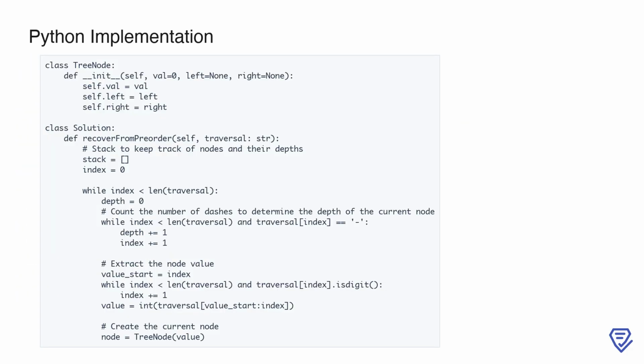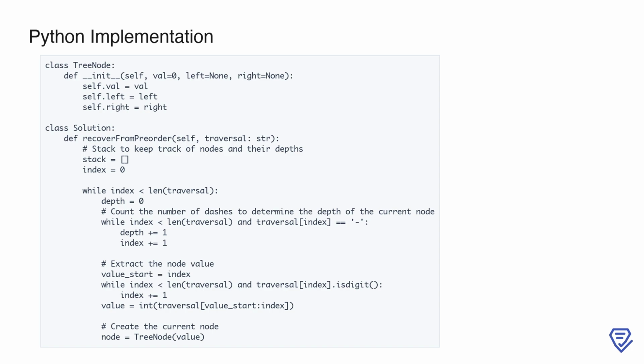To solve the problem of recovering a tree from its preorder traversal, we start by defining the structure of our tree nodes. The tree node class has 3 attributes: val for the value of the node, and left and right for its children. Next, we define the recover from preorder method in the solution class. This method takes the traversal string as input and uses a stack to help reconstruct the tree. We initialize an empty stack and set the index to 0 to track our position in the string.